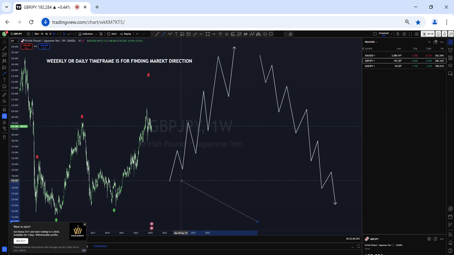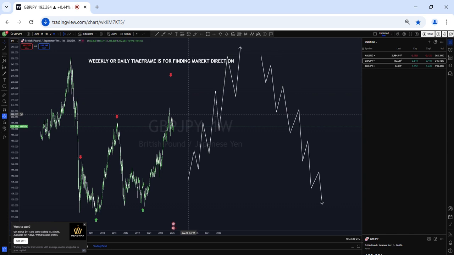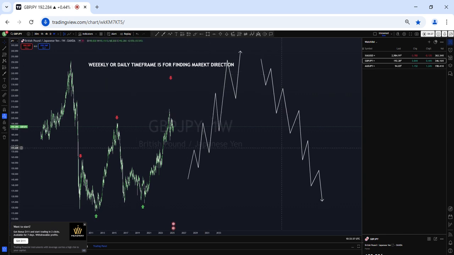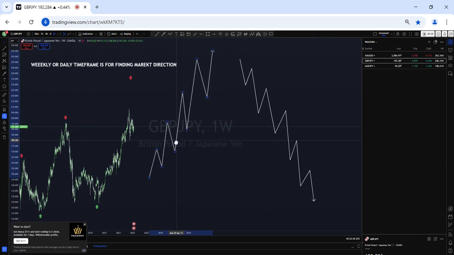This is an uptrend now. Higher high, higher low, higher high, higher low, higher high. And this is a downtrend: lower low, lower high, lower low, lower high, lower low, lower high. So identifying the trend first is the first and foremost thing you have to understand. Every other thing is secondary.